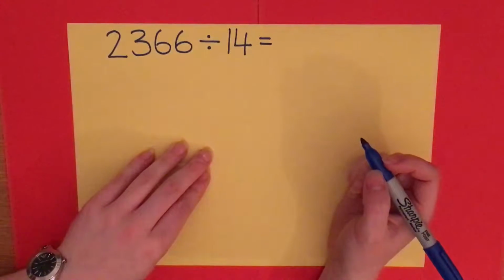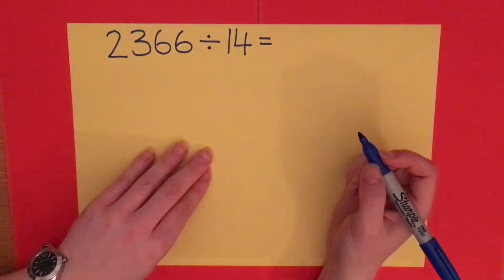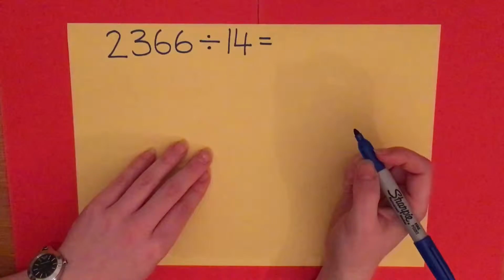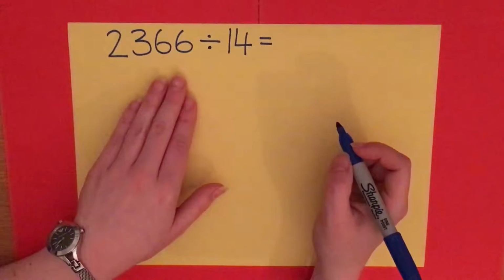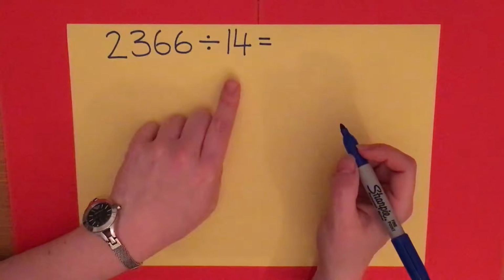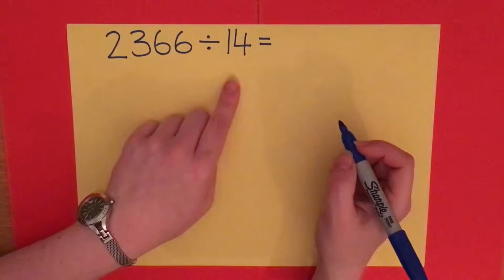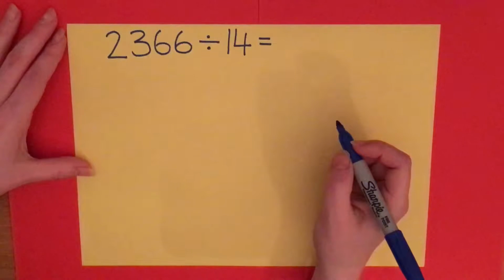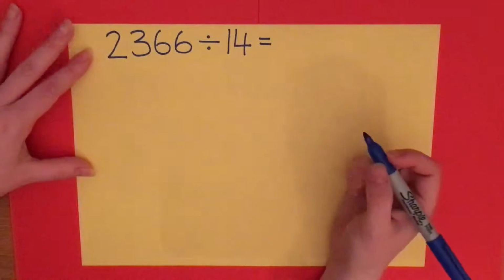So things are starting to get pretty tricky now, but hopefully with the help of these videos you will be able to crack these calculations in no time at all. So I've got 2,366 divided by 14. Now you can choose to do this with long division, and you can check out my other video on how to do that. And today we are going to look at the bus stop method to try and solve this question.